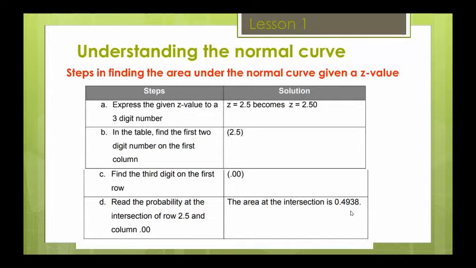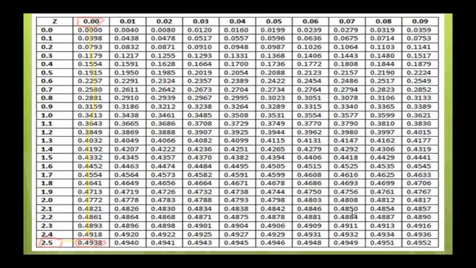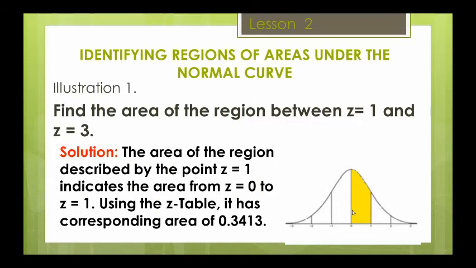So that is now the area under the normal curve given the z value is equivalent to negative 2.5 or positive 2.5. So same lang po yung value natin since symmetrical po yung curve natin. Now let us proceed to lesson 2. Our lesson 2 is about identifying regions of areas under the normal curve.